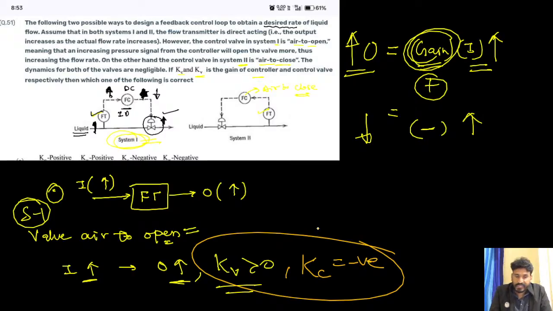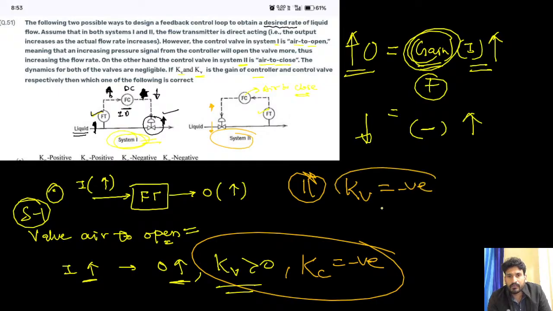Now, in system 2, my valve is air to close. This valve is air to close. It means if air signal is increasing, it will decrease the flow rate. Yes or no? Is it clear to you? So it is air to close. So it means there is an opposite relation in input and output. So this control valve for system 2, control valve gain will be negative. ये negative होगा. Now what about the FC?